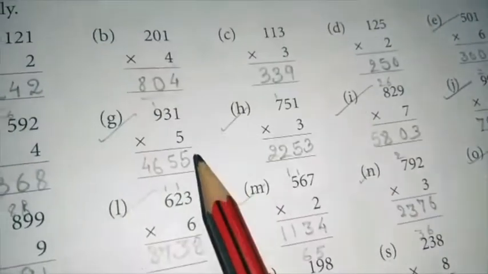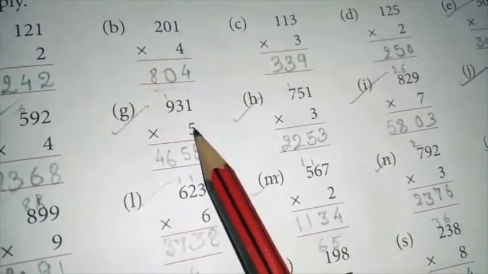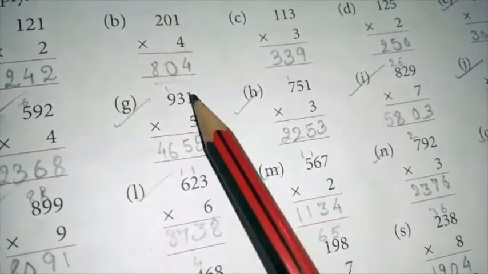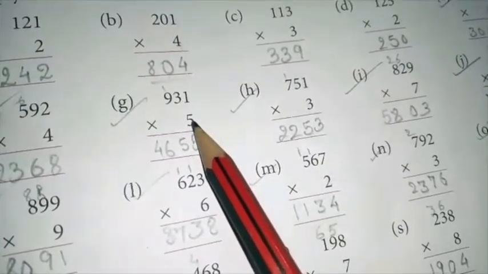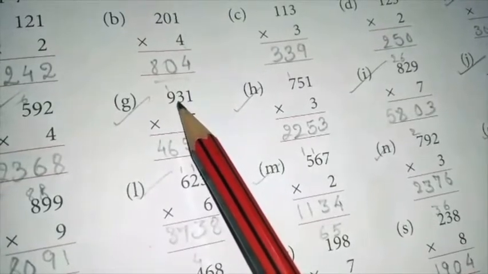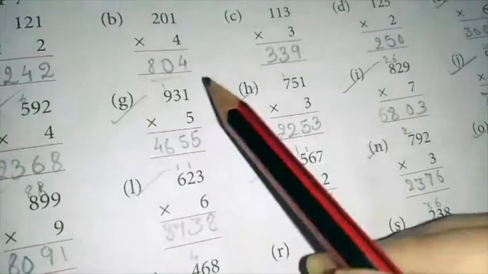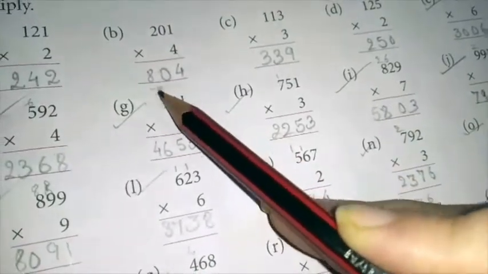Clear? See one more, 931 into 5. Multiply 5 with the ones place, where you have 1. 5 into 1, you write 5. Then you multiply 5 with the tens place, where you have 3. 5 into 3 is 15. 5 you write and 1 is carried over here.